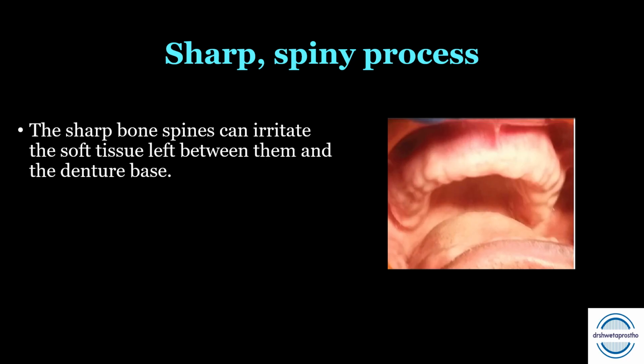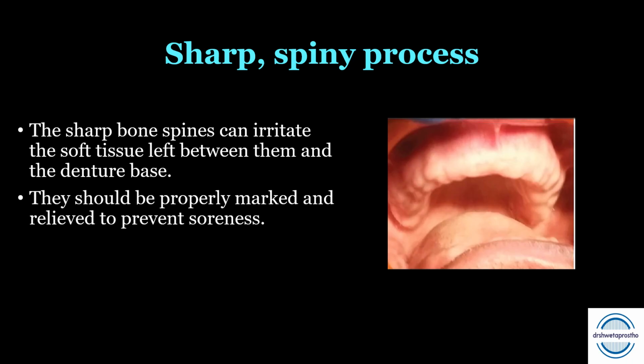Sharp spiny processes are mainly present in recent extraction cases. These sharp spiny processes irritate the soft tissue present between them and the denture base. Frequently it causes soreness and pain under the denture. So they should be properly marked and relieved to prevent the soreness.